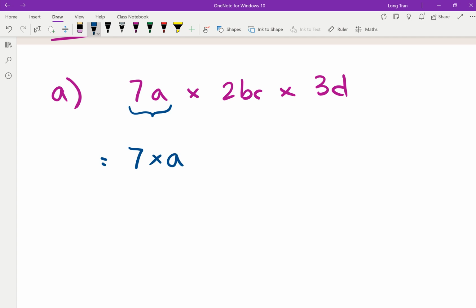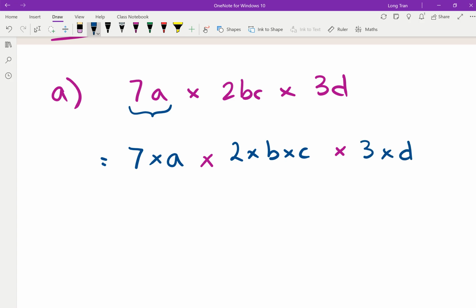So break it down. 7 times A, and then again we've got another times. What's 2BC mean? 2 times B times C. Anytime you see a letter and a letter, it just means times with each other. We're just too lazy to write it. Then we see another times. What's 3D mean? 3 times D. See how I'm breaking it apart?